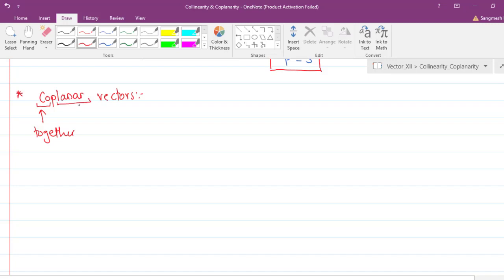Planar means single plane. Means what? Together lying on a single plane, known as coplanar vectors.